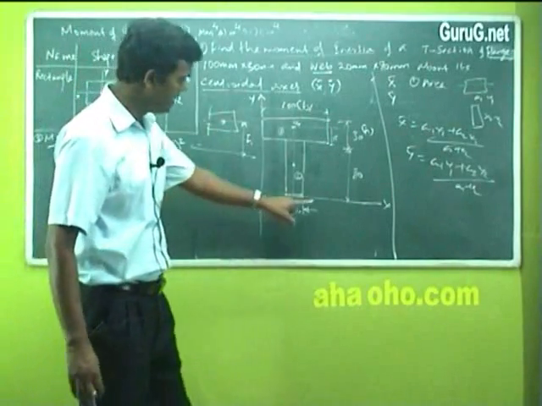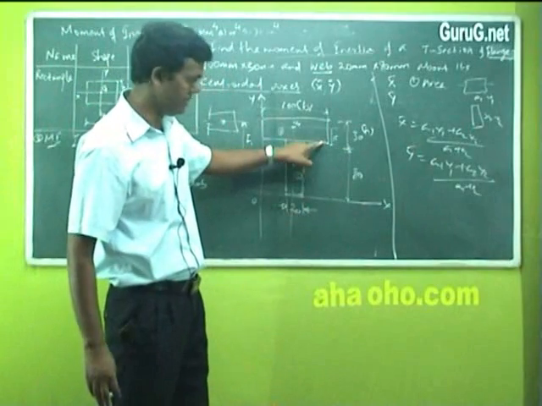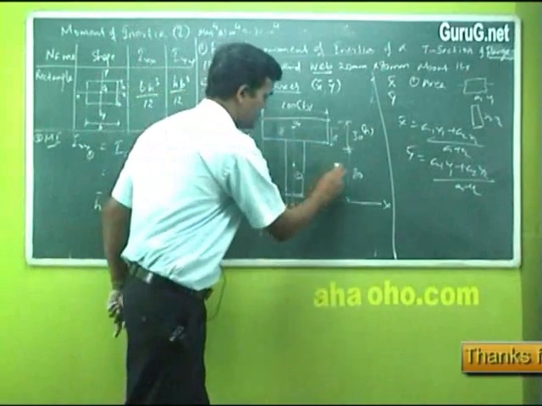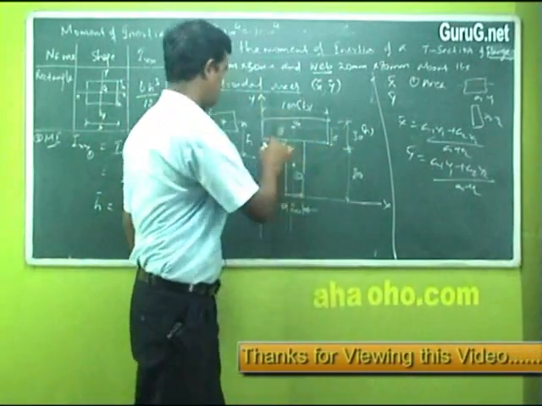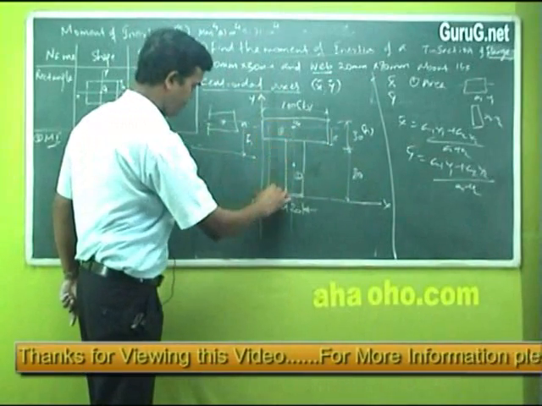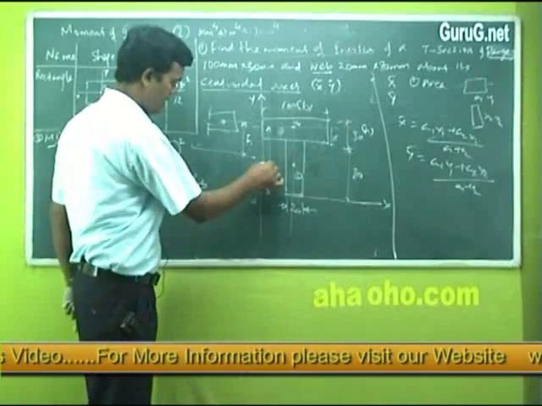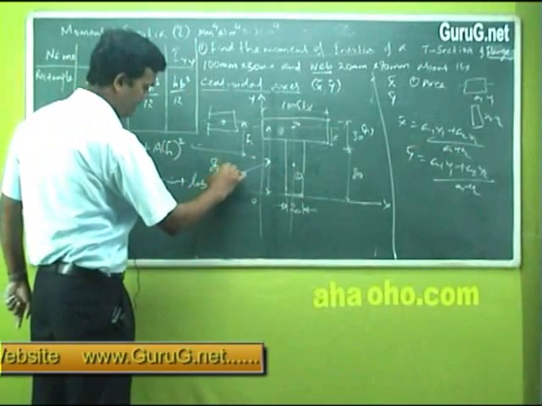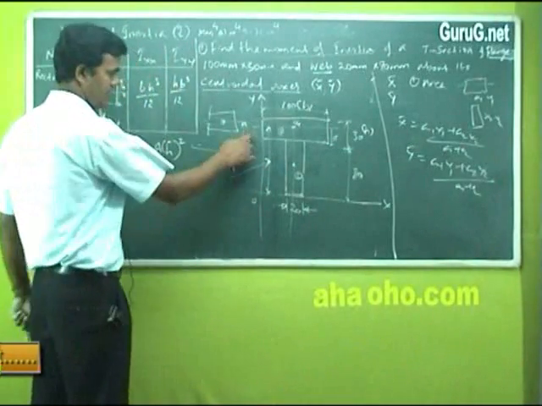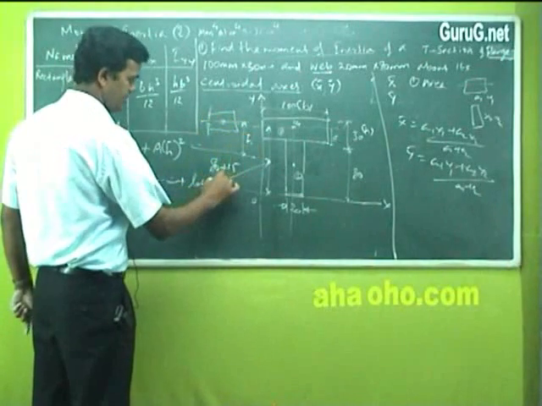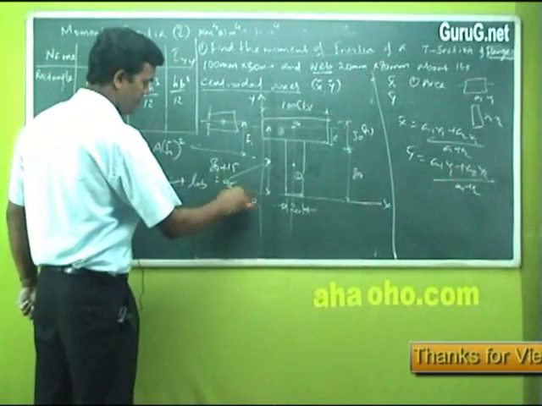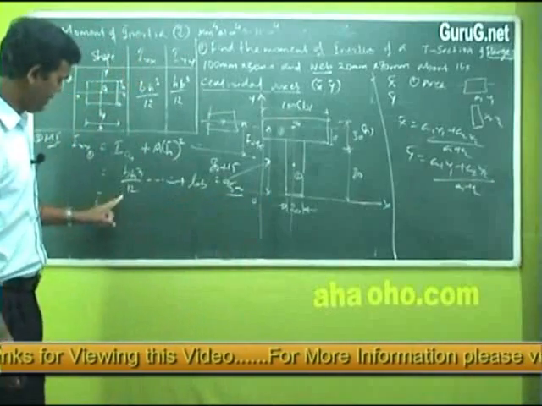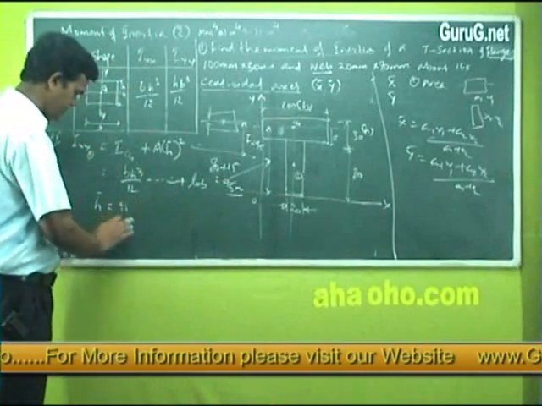H bar is 80 from the bottom. I reach here. To reach the center, I should travel another 15 millimeter. So 80 plus, this is 80. So I can indicate even like this. This line, I'll write it from here. What is this? 80 plus 15. This h bar is 95 millimeter. So how much is this h bar? 95. So A into this h bar, which becomes 95 millimeter.